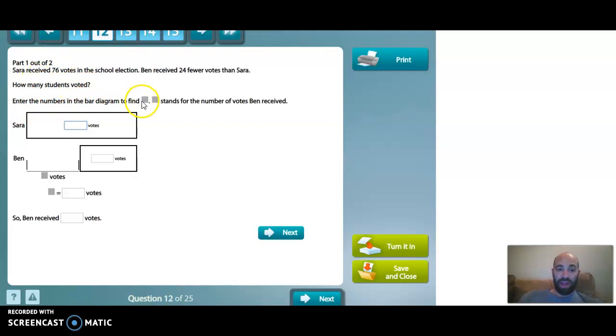Enter the numbers in the bar diagram to find what the missing square stands for. The square stands for the number of votes Ben received. All right. So Sarah received 76 votes. So down here, obviously, you would put the 76 in there. All right. Ben got 24. All right. So what we're missing is what needs to go in here to complete this. How many votes did Ben get? He received 24 fewer. So how many votes?